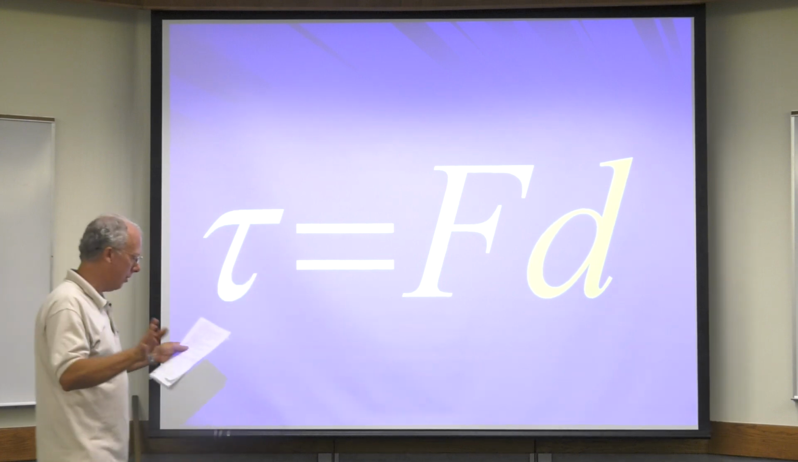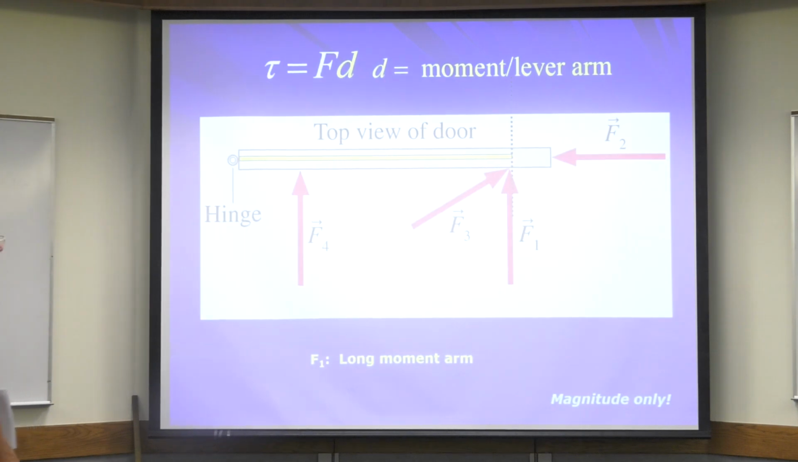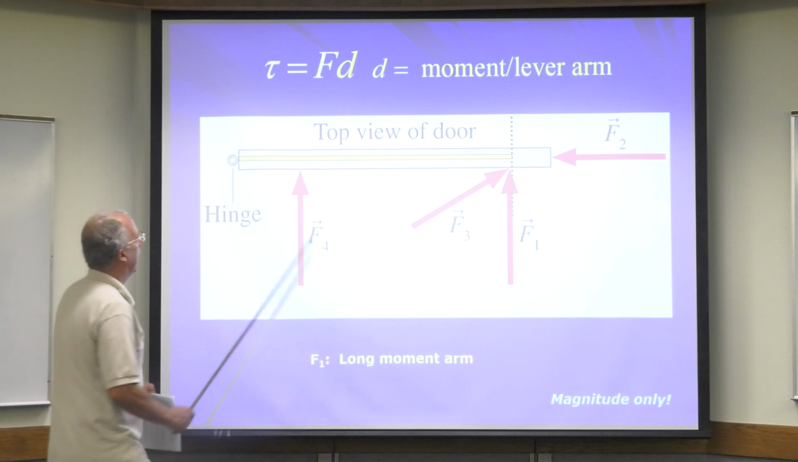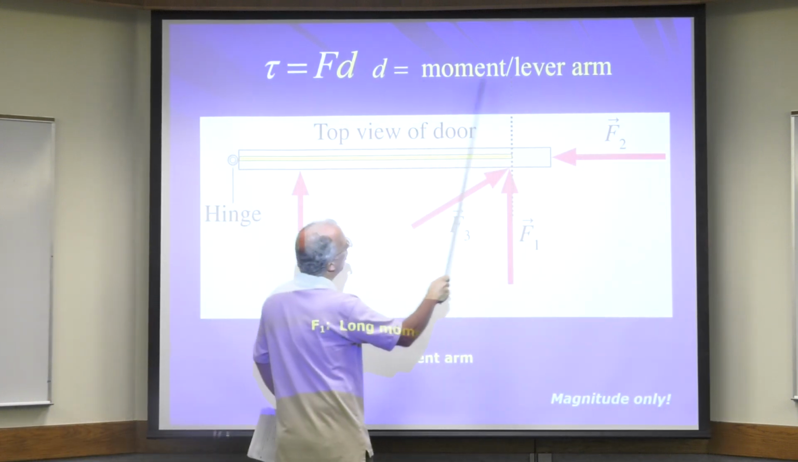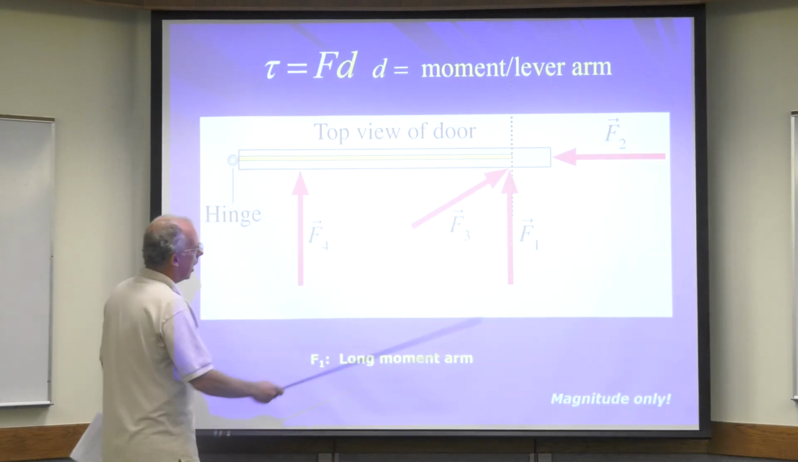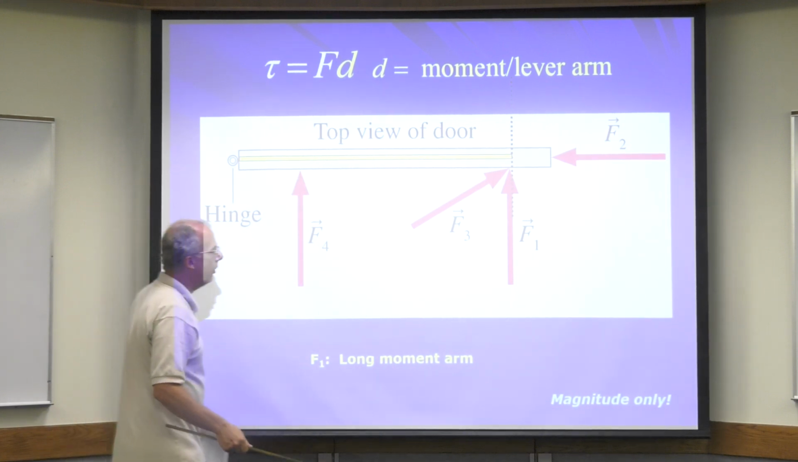What? Hold on, I'll show you. Let's talk about this lever arm. Torque is force times lever arm. By the way, some people call it a moment arm, some people call it a lever arm, whatever you like. So let's talk about F1. What is the moment arm for F1? Here's how you do it.